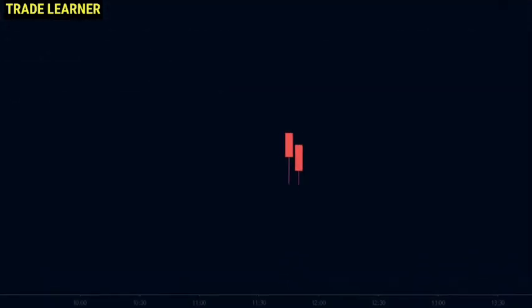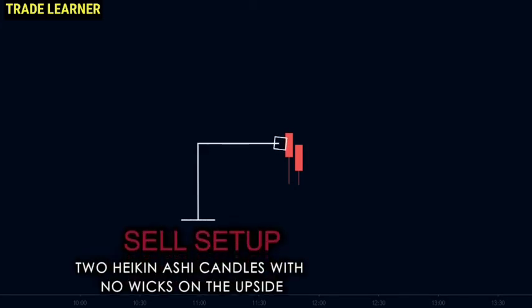Now, let us look at the sell setup. Here we have two red Heiken Ashi candles. As you can see, both of these candles have no upper wicks. The absence of these wicks indicates a strong dominance of sellers in the market.